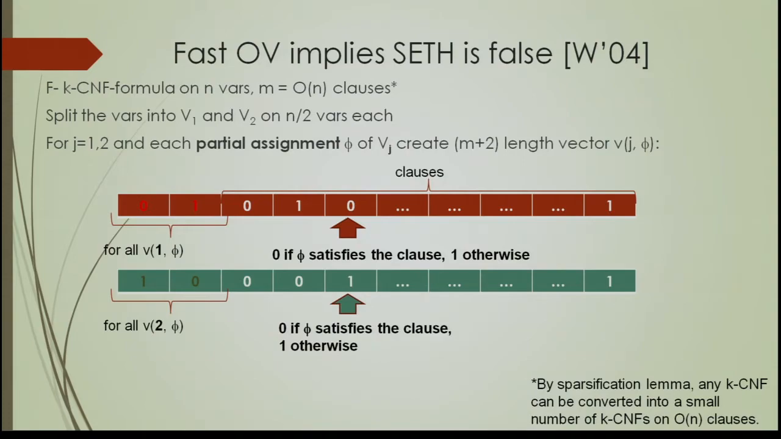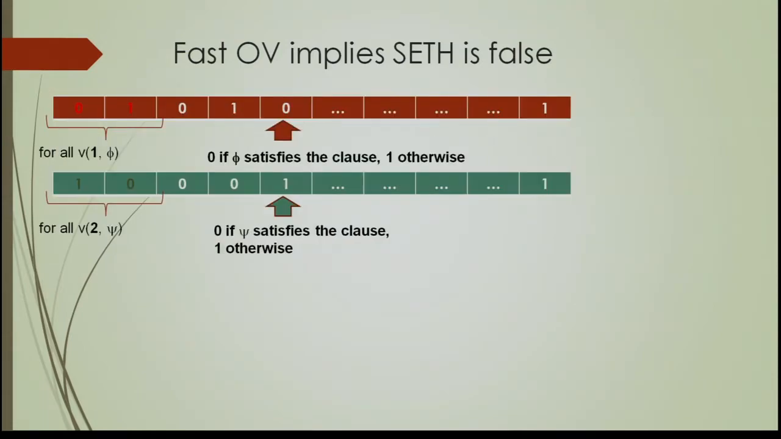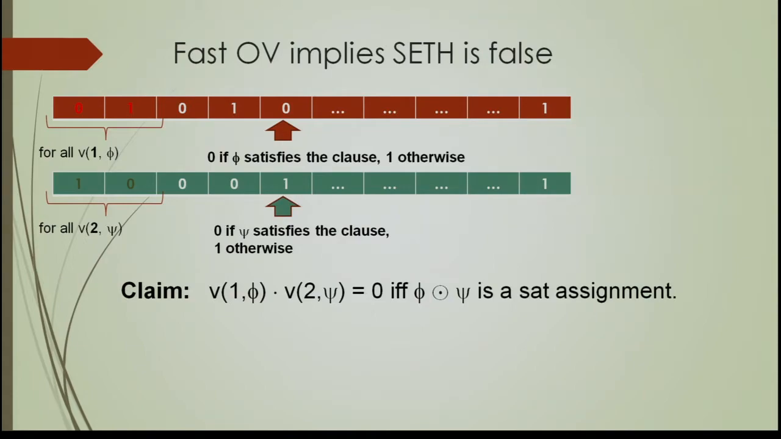Okay, and then once we have that, similarly to the partial assignments of the variables of V2, we'll put a 0 if the partial assignment satisfies the clause and 1 otherwise. Now we look at two vectors of this form, and we can see that the only way for them to be orthogonal is whenever this one has a 1, this one has to have a 0. So this means that whenever this partial assignment does not satisfy this clause, this one has to satisfy it. Here it is again. So a partial assignment phi and a partial assignment psi, this one to the first half of the variables, this one to the second half, form two vectors that are orthogonal if and only if together the concatenation of the two partial assignments satisfy the formula. Okay, and this completes the reduction.